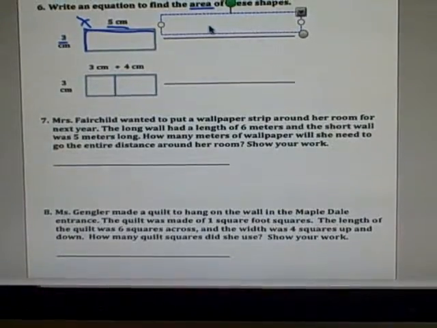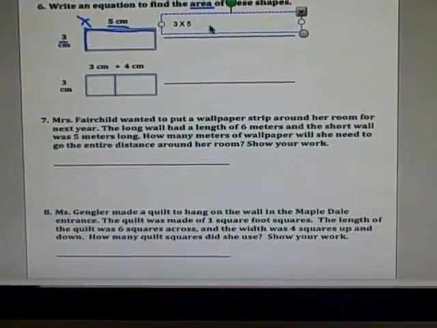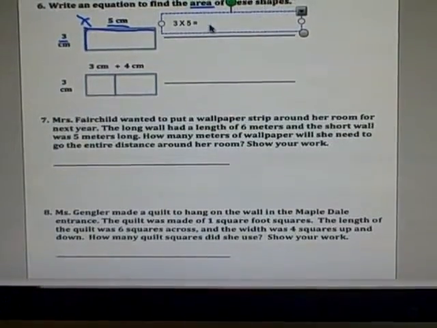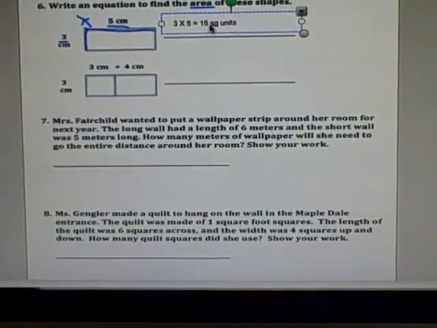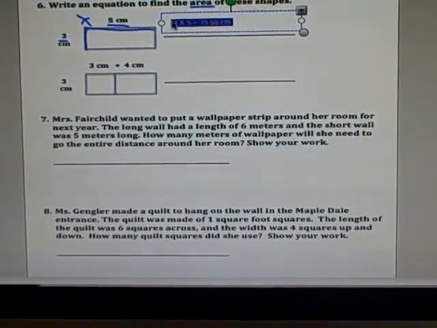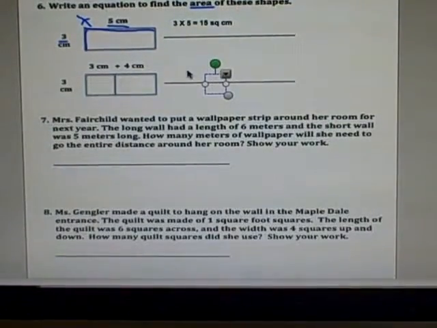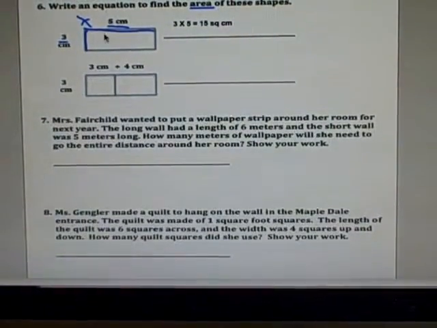So the area is going to be 3 times 5 equals 15 square units. Oh, excuse me, 15 square centimeters. Try this one. Oh, this is a tricky one. We did this one in class.